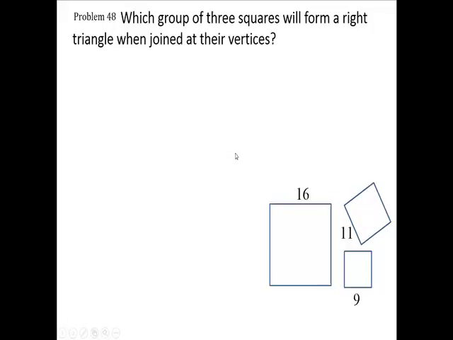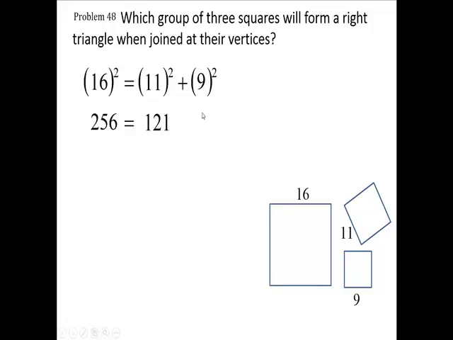If you square the 16, do you get 11 squared plus 9 squared? Well, if you square 16, you get 256. 11 times 11 is 121. 9 times 9 is 81. When you add these two, do you get the same number? No. So you may be able to join them, but it's not going to be at a right angle because the Pythagorean theorem didn't work.